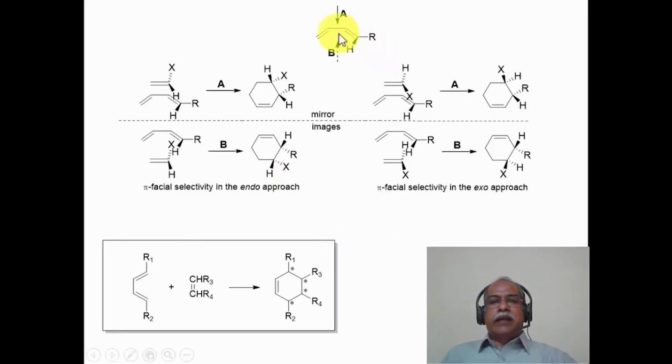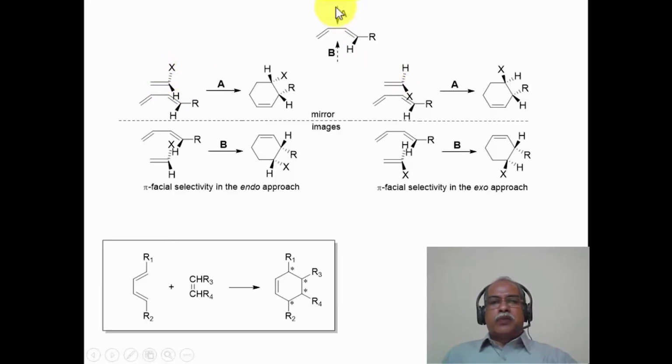Now, consider the diene as a planar unit. The dienophile can either approach from the top face or from the bottom face, and these two faces are enantiotopic faces of the diene. If it approaches from the top face, it will produce one enantiomer. If it approaches from the bottom face, it will produce another enantiomer. In this example, what we have taken is a one substituted diene. The substituent is an R group, for example, and a one substituted dienophile where the substituent is X.